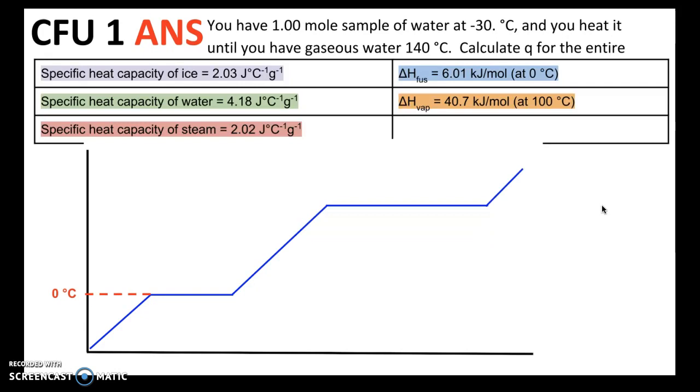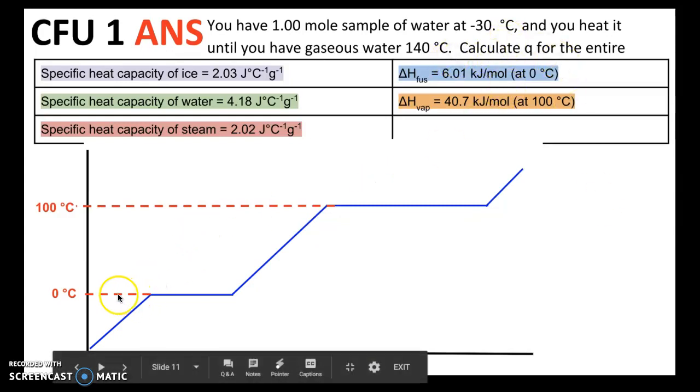The next thing I'm going to do is identify the melting point and boiling point on the heating curve, because that's going to help me identify where my initial and final temperatures are. Since it's water, the melting point is at 0 degrees Celsius and boiling is at 100. Remember, you have to memorize that for water.